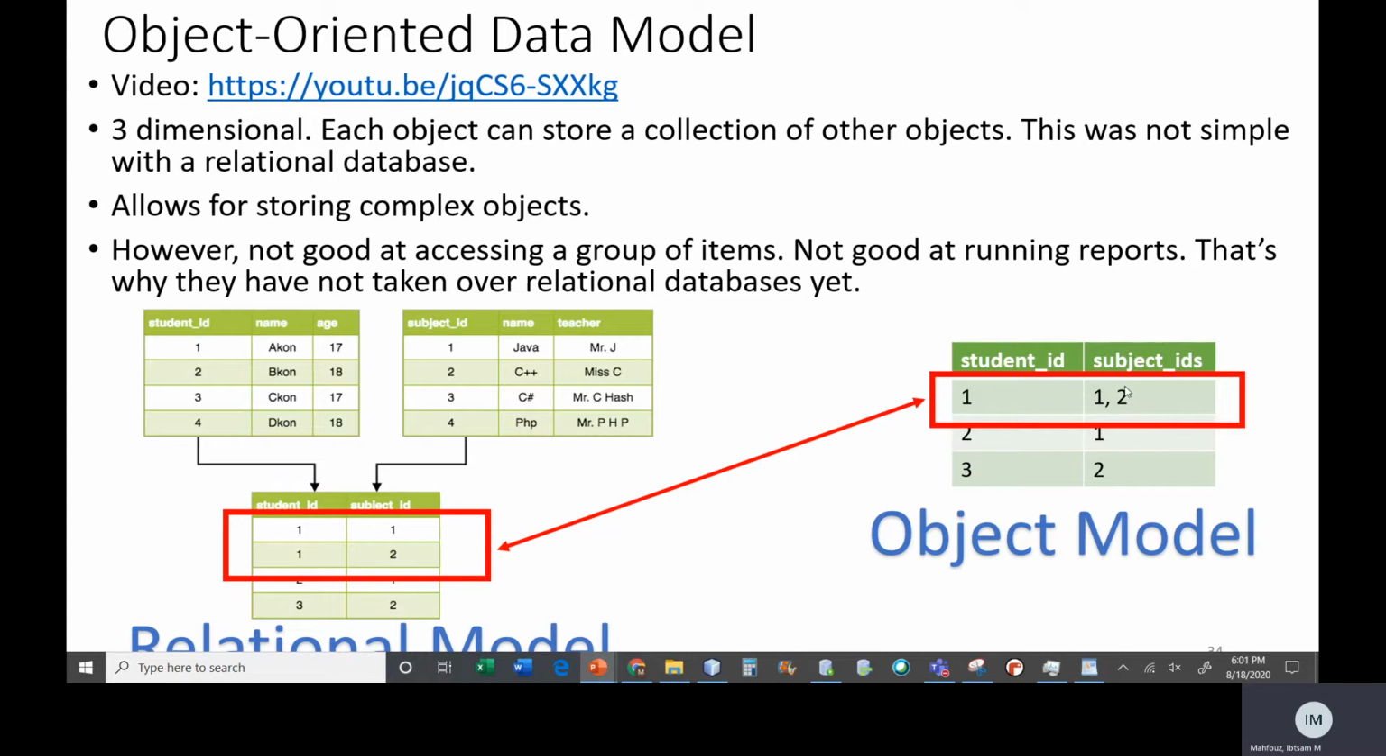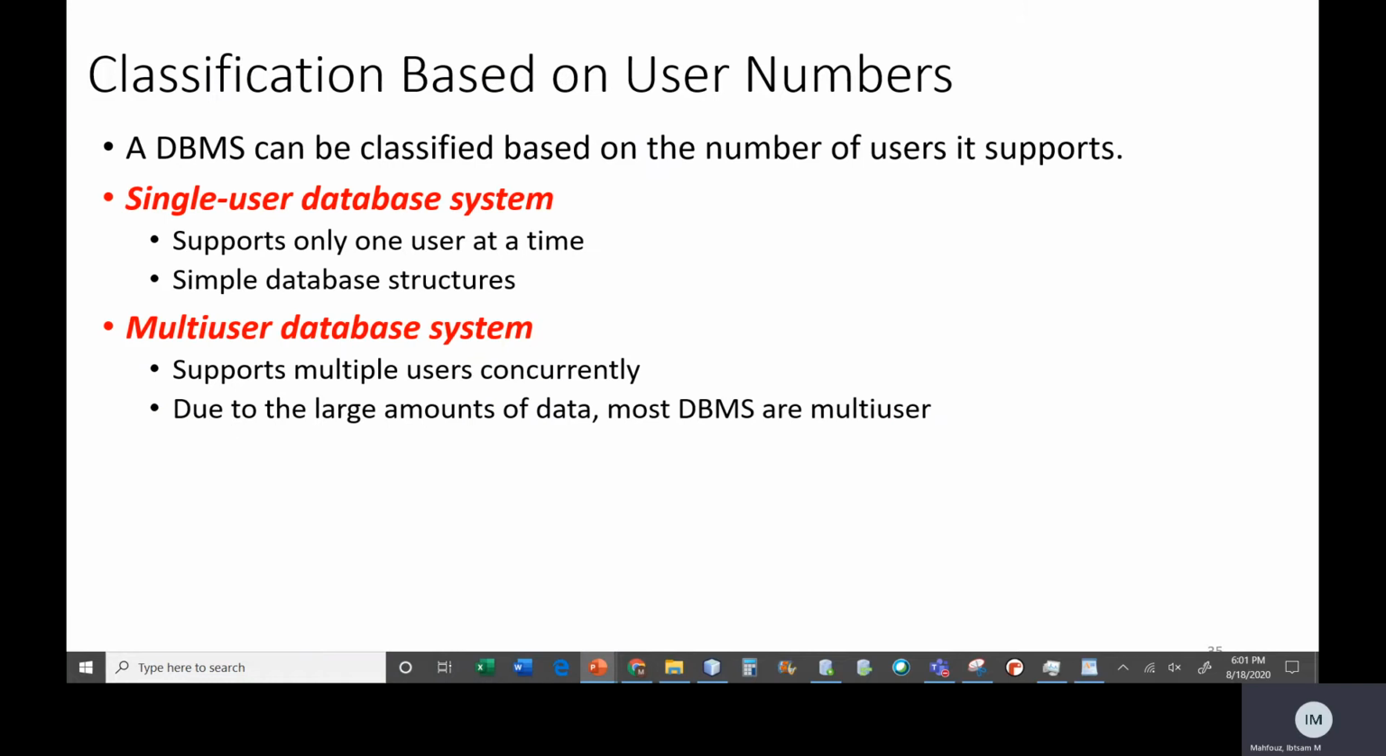You can't say if the column is equal to Java. You have to say, you know, contains Java. So it makes it a little bit more complex when you're accessing. That makes the select statements and running reports more complex. And that's why it hasn't taken over relational databases totally yet, but the industry is moving towards object-oriented data models. But for now, for this course, we're going to be following the relational data model, and we'll talk more about it as we learn how to do things.